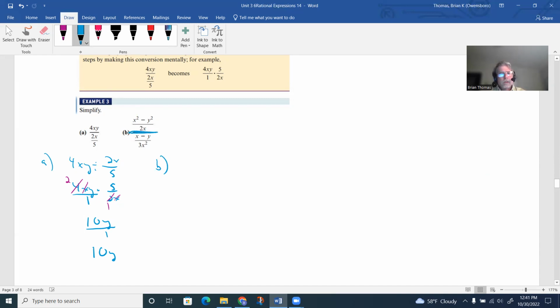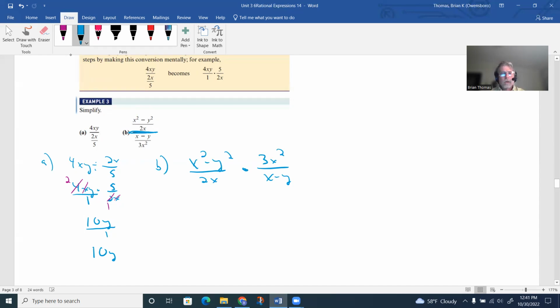So what I want to do is write this as x squared minus y squared over 2x. And instead of using division, we're going to use multiplication. But by doing that, this x minus y over 3x squared has to flip over. That's going to now be 3x squared over x minus y. So now we can apply factorization principles.